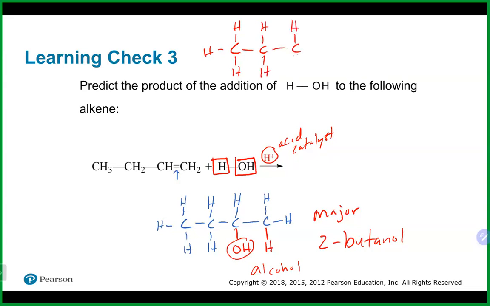And again, here the H, and I'll circle it, would go there, right? And the OH would go there in this case. And again, it's not necessarily that it is super wrong or anything like that, but this is what is referred to as the minor product.